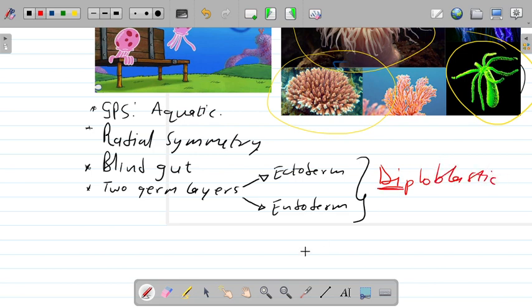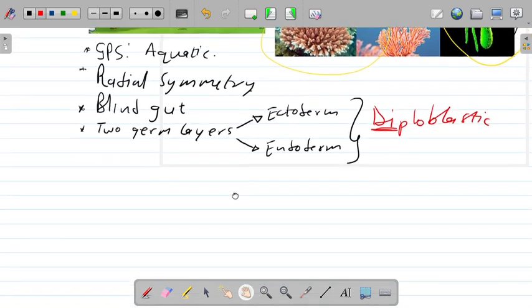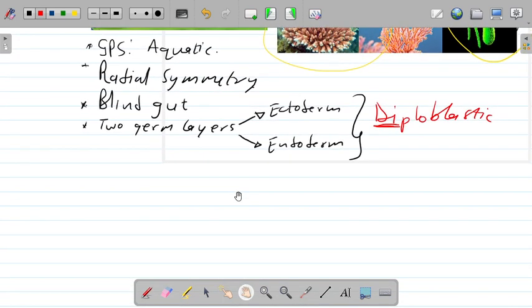Di meaning two. They have two germ layers. They have the outer ectoderm and the inner endoderm. These layers are separated from each other by a non-cellular jelly-like substance called the mesoglea. But that's neither here nor there.